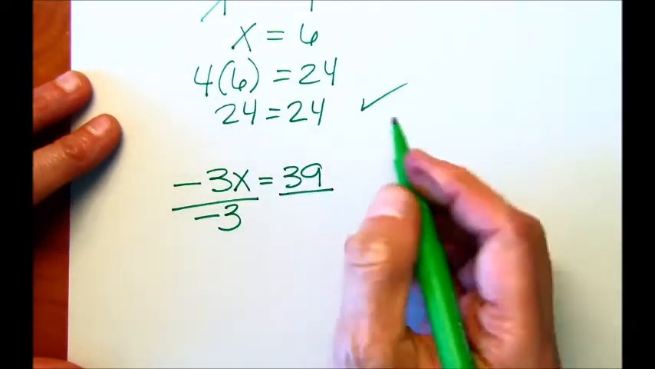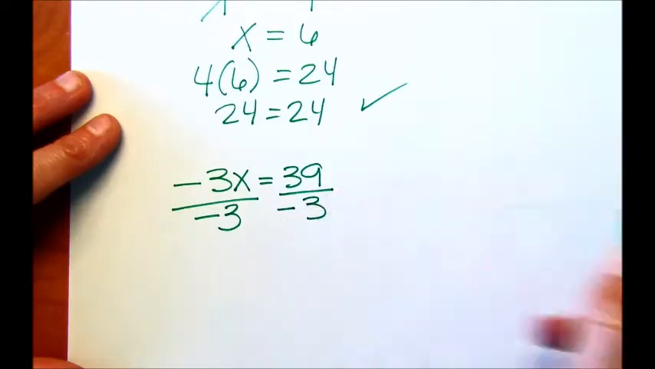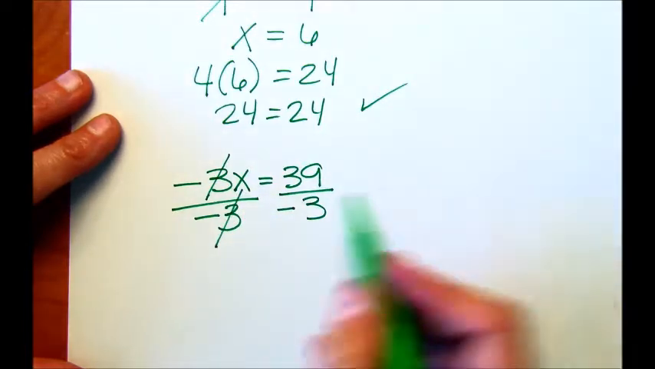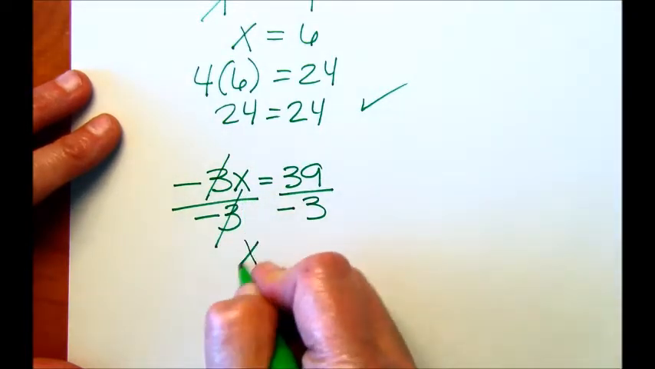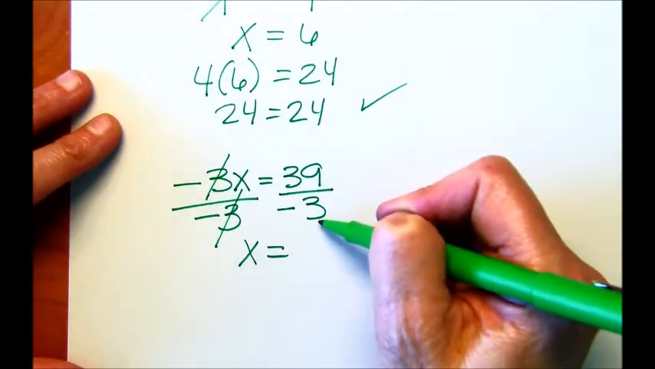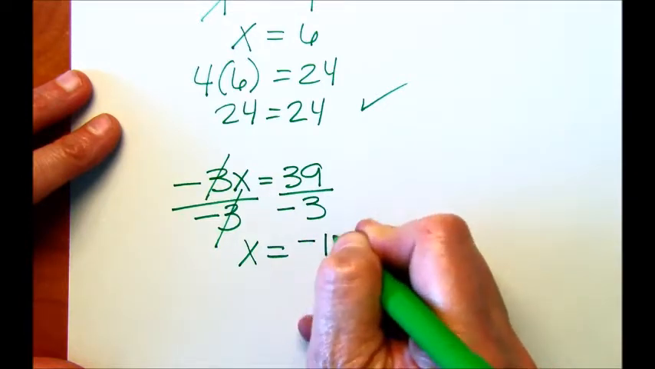And we're going to do that division on the other side. So divided by negative 3. These two are going to cancel, and we're left with a positive x, or just x. And now we're just dividing. 39 divided by negative 3, well, that's going to give you a negative 13.